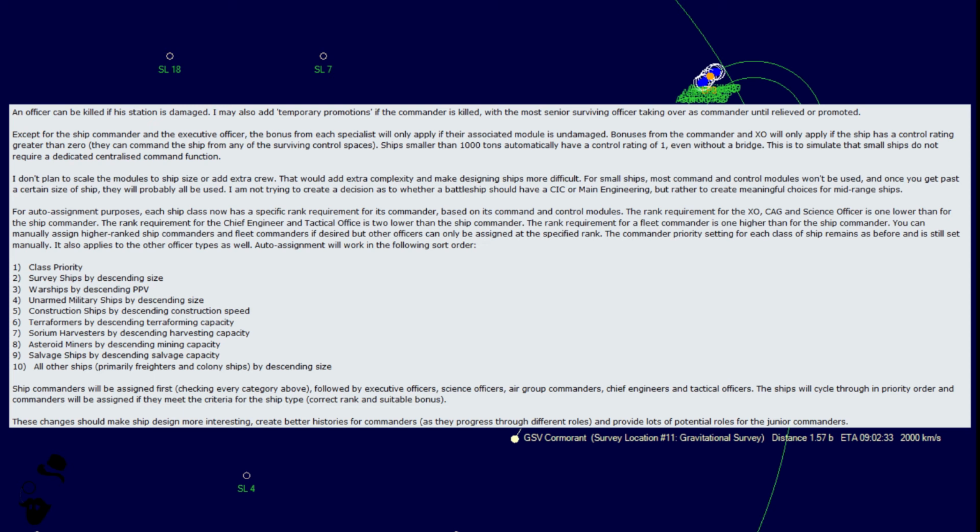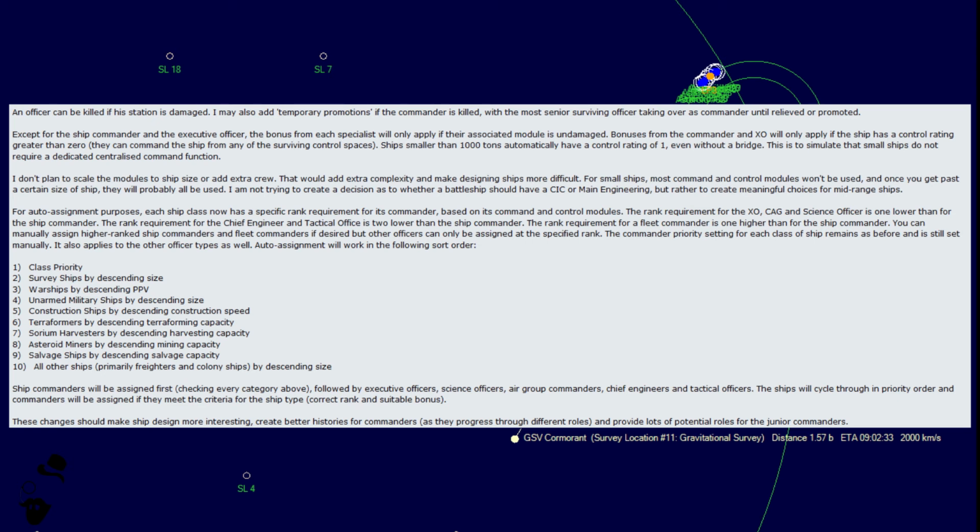So obviously the fleet commander is going to need to be a higher rank than the ship commander itself. And the chief of engineering is obviously not going to be as high ranked as the commander of the ship as a whole. Now you can manually assign higher ranked ship commanders and fleet commanders if desired, but other officers can only be assigned at the specified rank. The commander priority setting for each class of ship remains as before and is still set manually. It also applies to the other officer types as well.